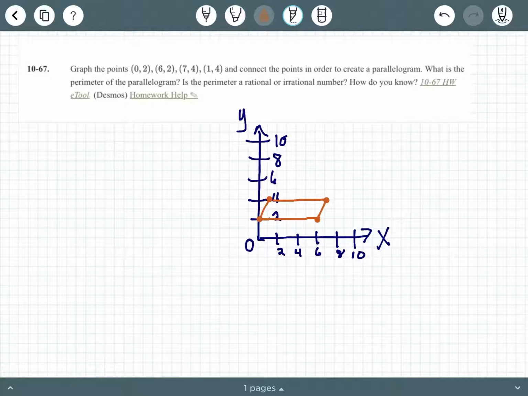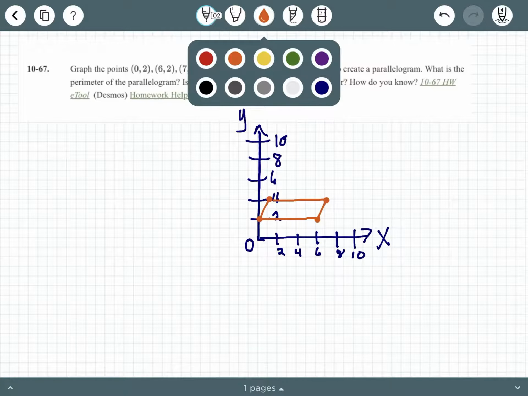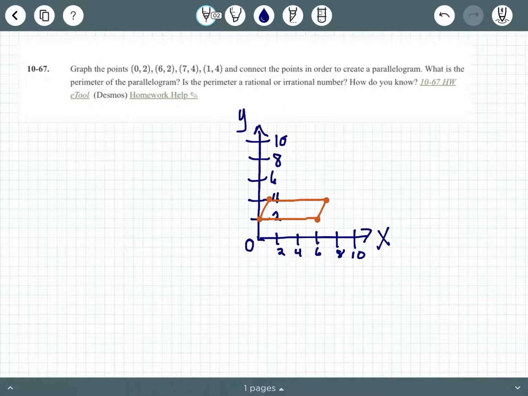Graph the points (0, 2), (6, 2), (7, 4), (1, 4), and connect the points in order to create a parallelogram. What is the perimeter of the parallelogram? Is the perimeter a rational or irrational number? How do you know? All right, well, you can see that I've already plotted the parallelogram, and you only need a one quadrant graph for this.